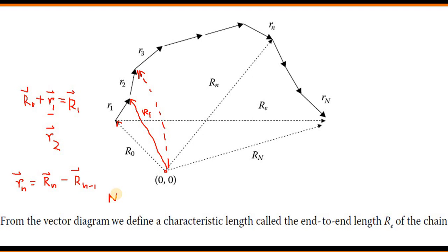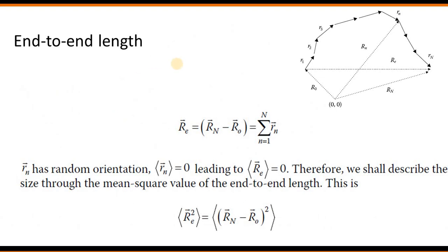So that means we defined this entire chain in terms of some vectors, right? And vector addition is something that we are very comfortable with. Now if I want to define a quantity, this quantity is called the end-to-end length of a polymer. How do we define it? This is directly related to the polymer, as I was talking about. End-to-end length simply means: from this point to this point, what is the length?